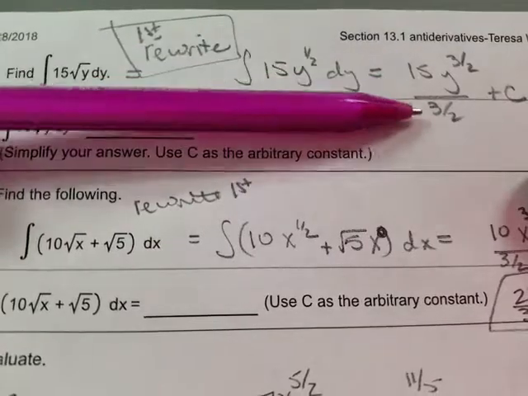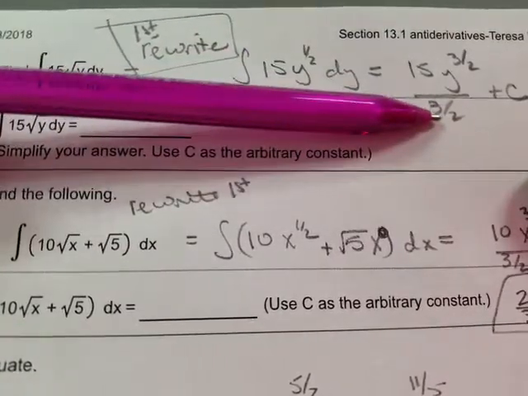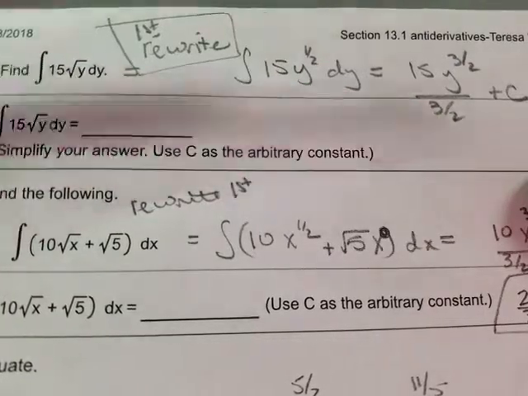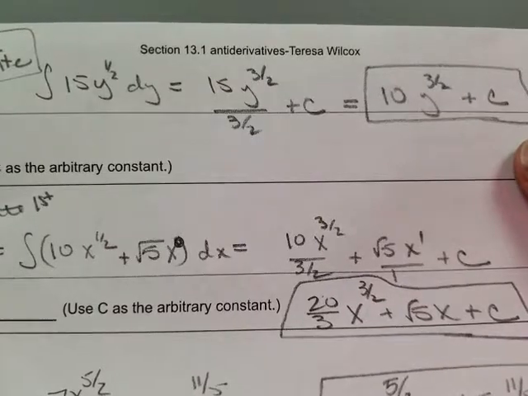Now this is 15 divided by 3/2. Remember, that would just mean 15 times 2/3. And 15 times 2/3 would become 10, y to the 3/2 plus c.